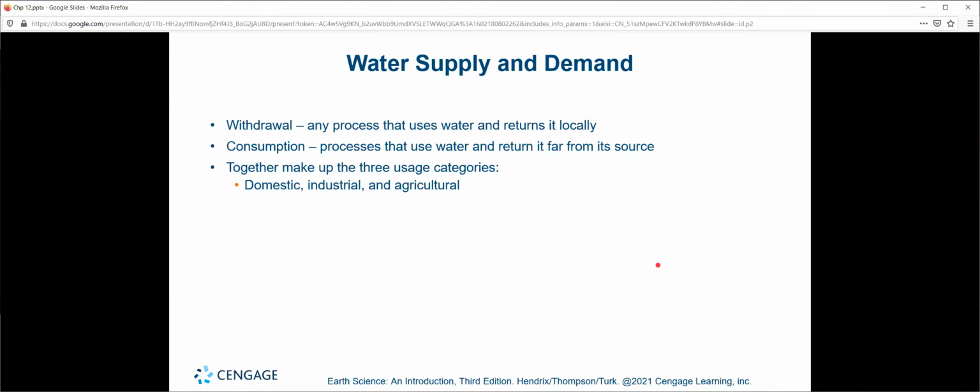Withdrawal is a process that uses water and returns it locally. So bring water up, put water back. Consumption would be a process that uses water and returns it far from its source. These two together make up three total usage categories: domestic, industrial, agricultural. And right from that basic assumption, you can probably gather the things I'm talking about here, and also the pros and cons of different ways that we use water in our day-to-day lives.